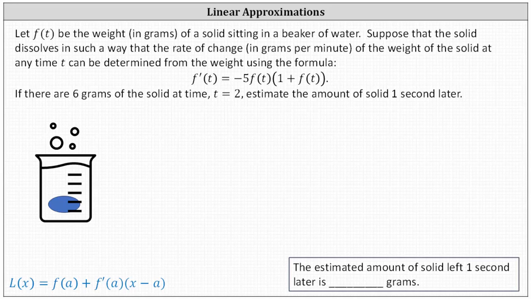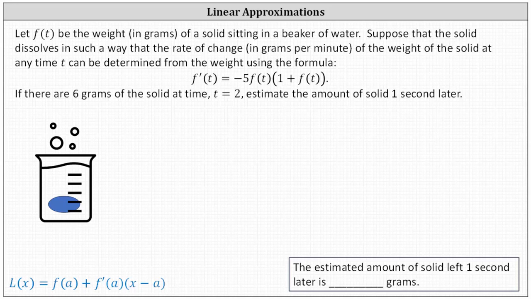Let f of t be the weight in grams of a solid sitting in a beaker of water as shown below. Suppose that the solid dissolves in such a way that the rate of change in grams per minute of the weight of the solid at any time t can be determined from the weight using the formula f prime of t equals -5 times f of t times the sum of 1 and f of t.